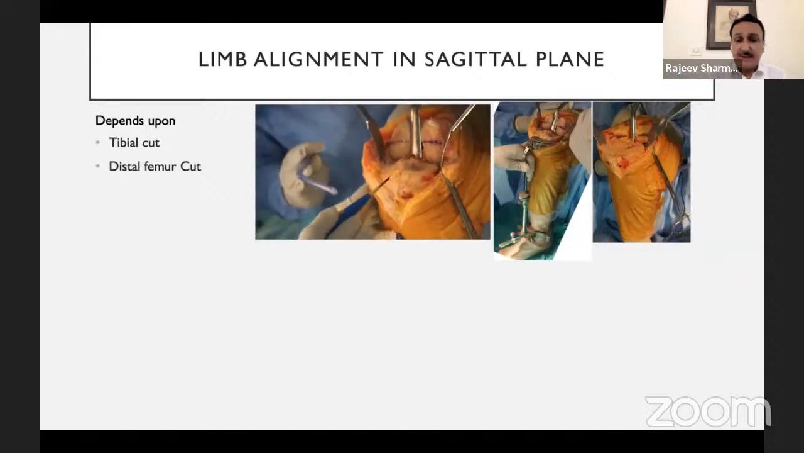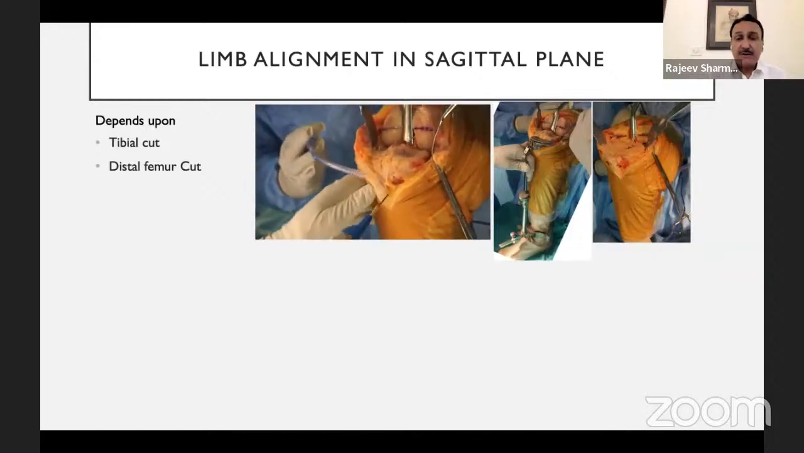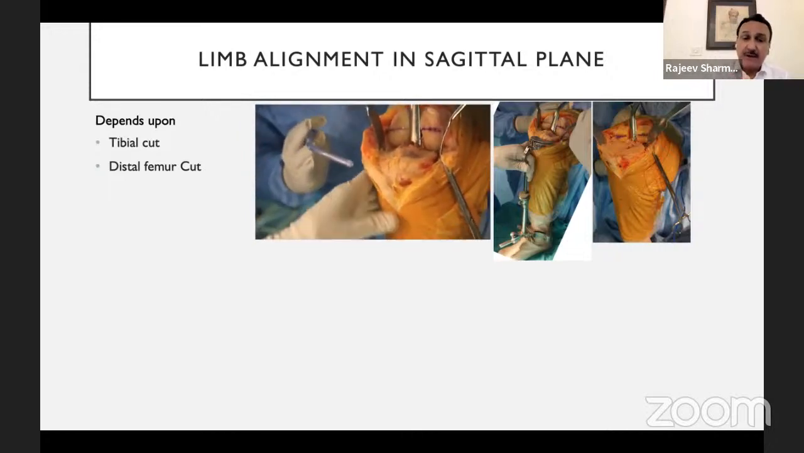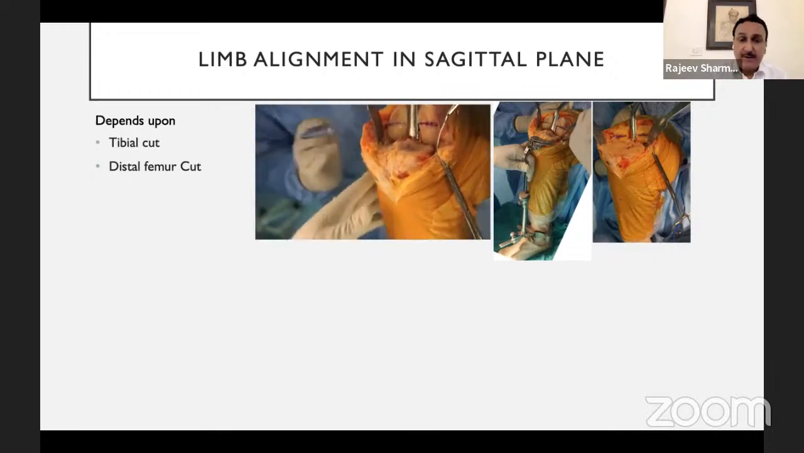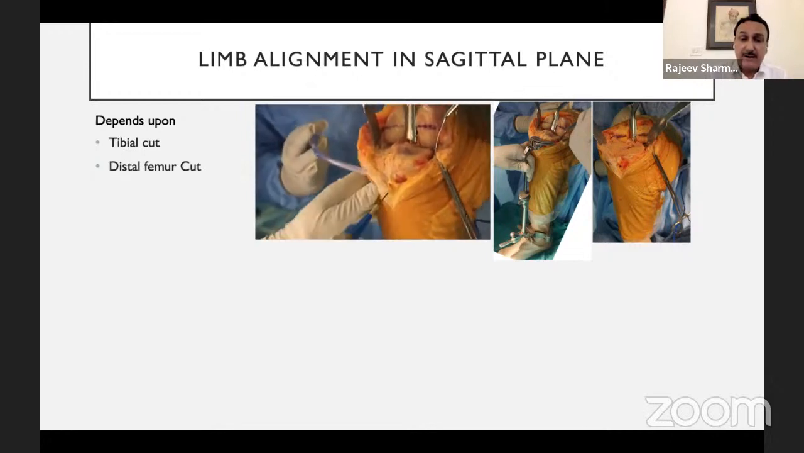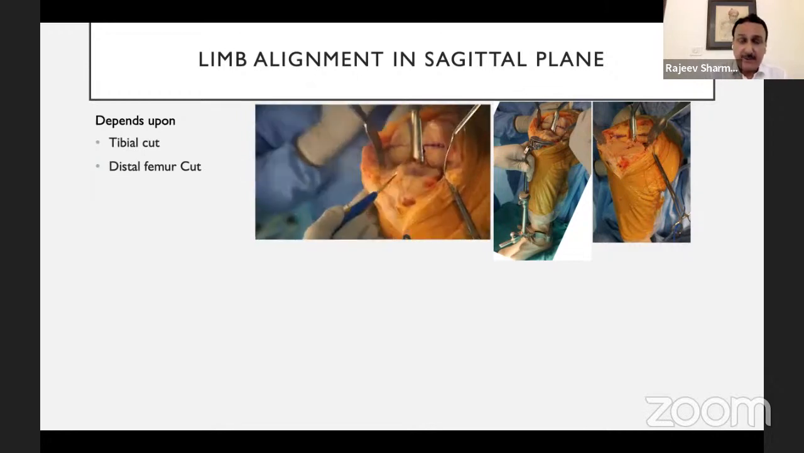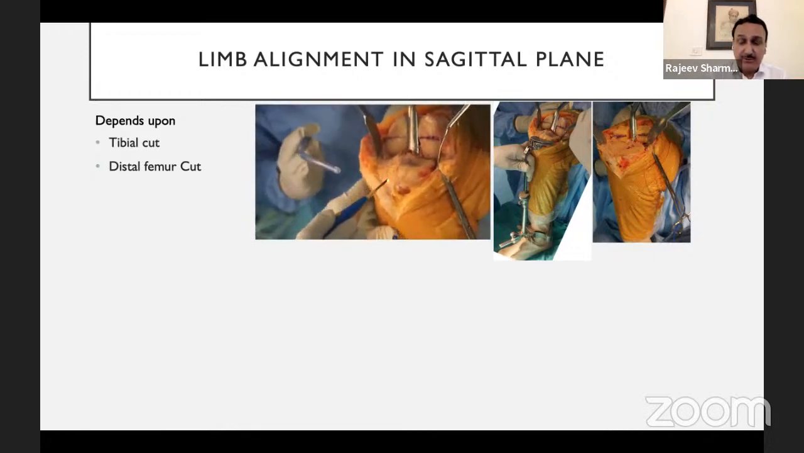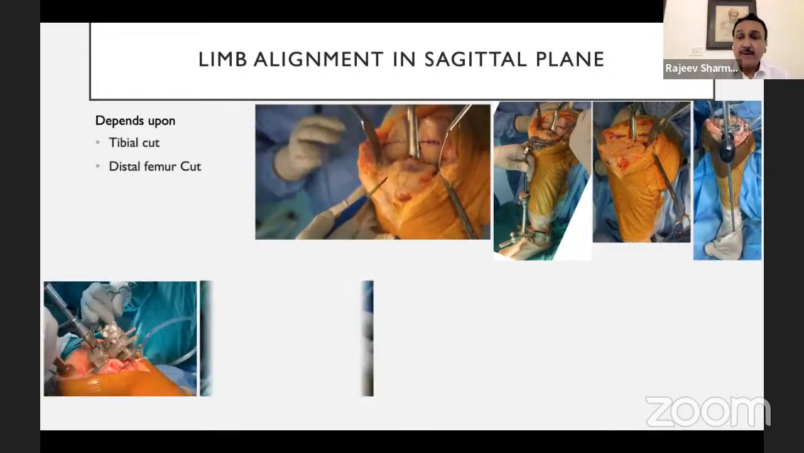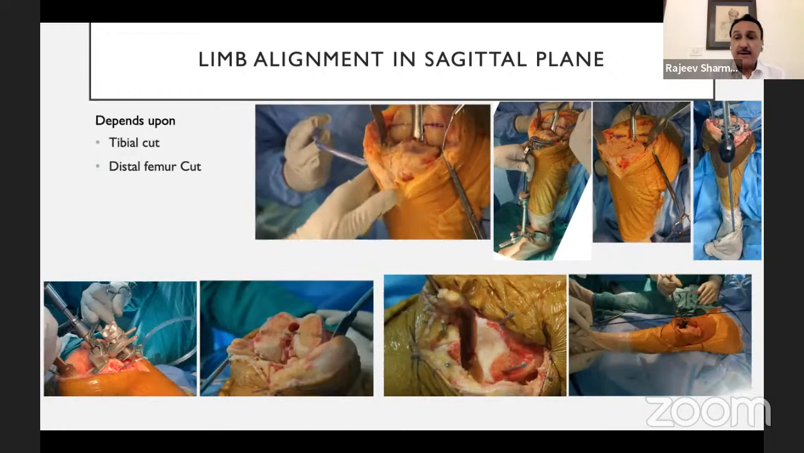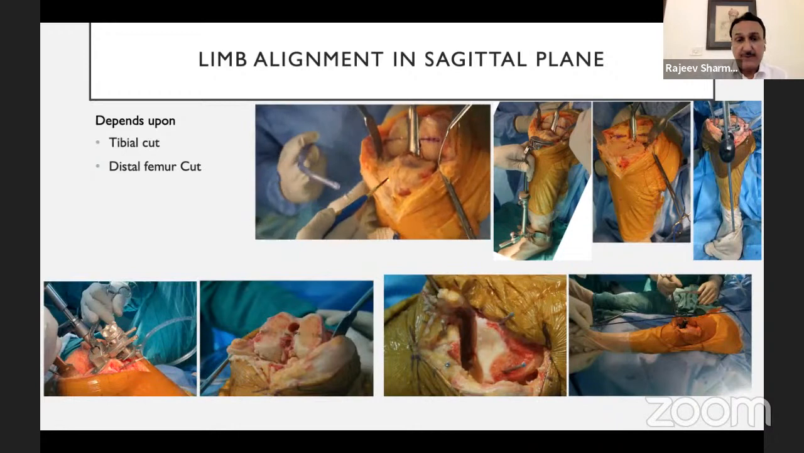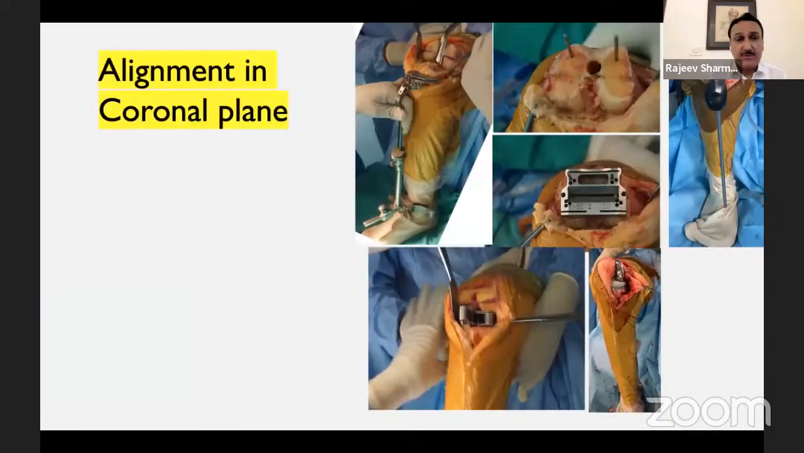Limb alignment in the sagittal plane is important. When you start the cut, use the medial edge of the lateral articular surface of the tibia, which relates to almost the junction of the middle third and medial third of the tibial tuberosity, and you measure it up with the center of the tibia, and then you can have a very well balanced cut. And at every step, you must keep cross-checking your cuts. That is a very, very important aspect.